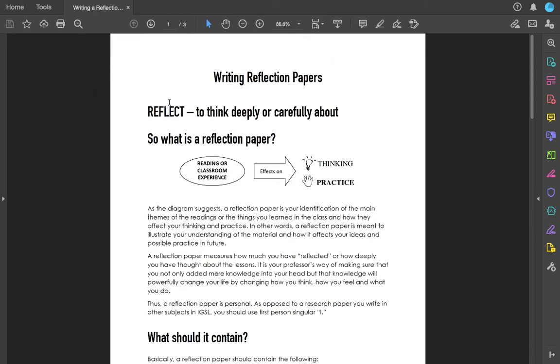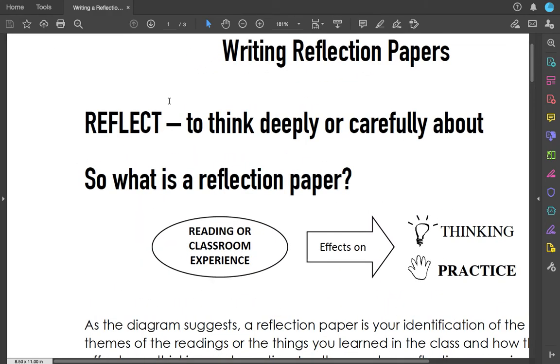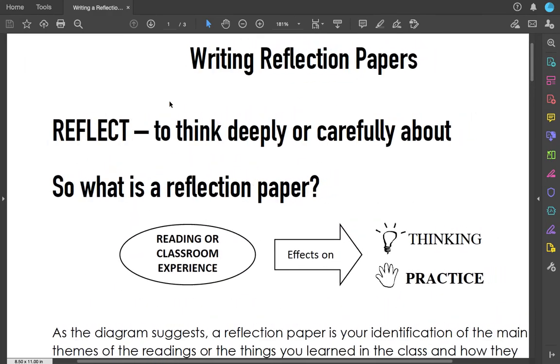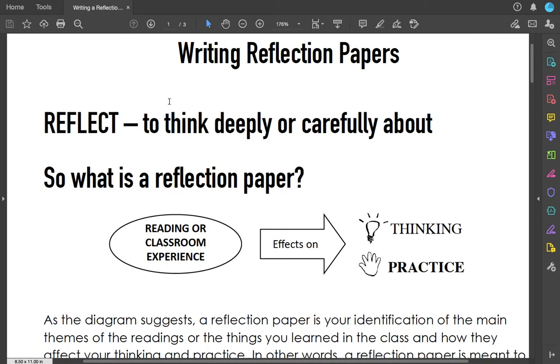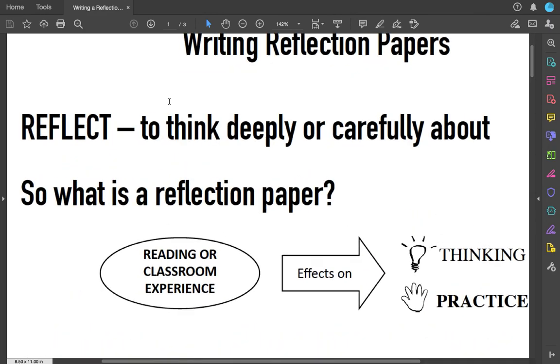Okay, that concludes our short lesson. No, not short. It's long. I think it's long already. A lesson on how to write a reflection paper.